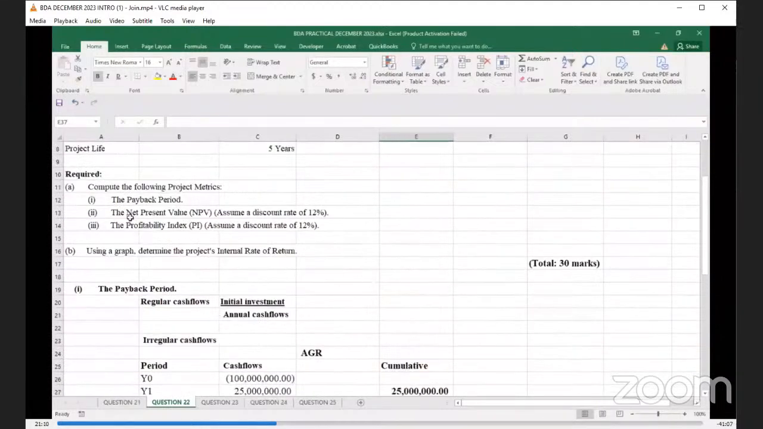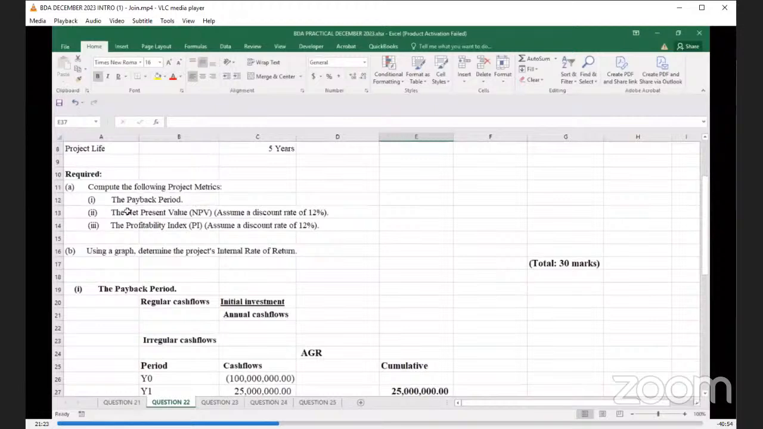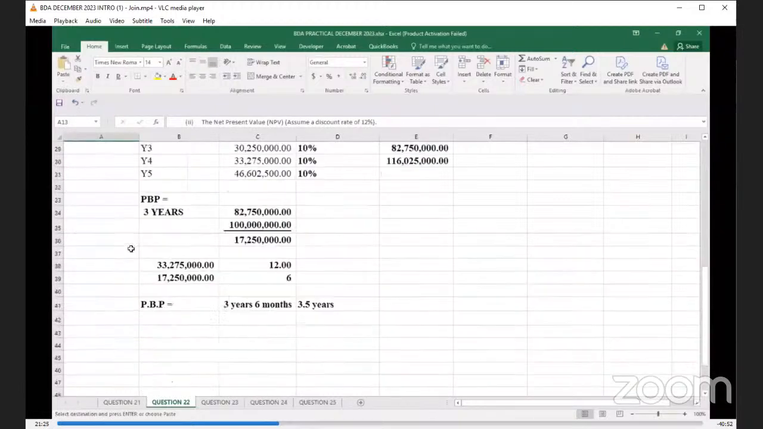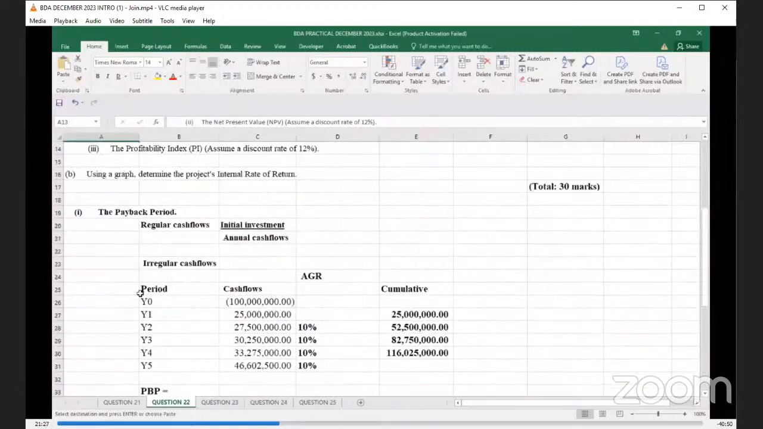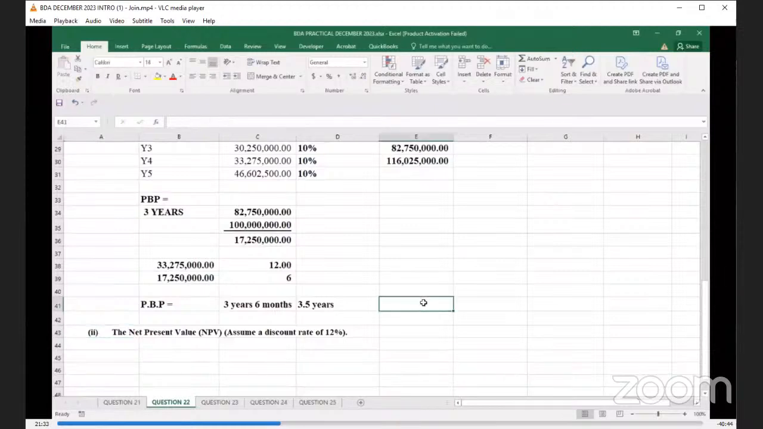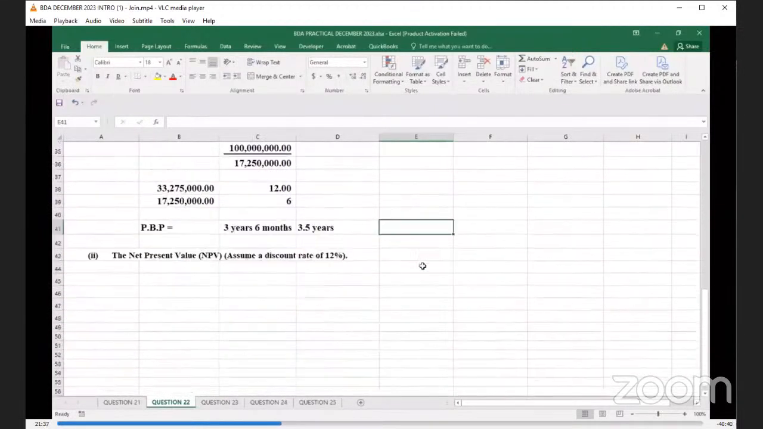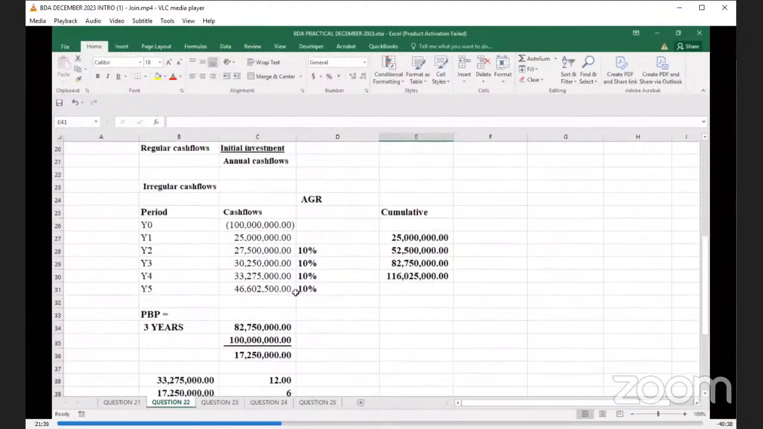We proceed with number 2, which is also very interesting. Number 2, the examiner is asking us: the net present value, assuming that a discount rate of 12% applies. You'll find that this will also be very simple. So how will we determine the net present value?